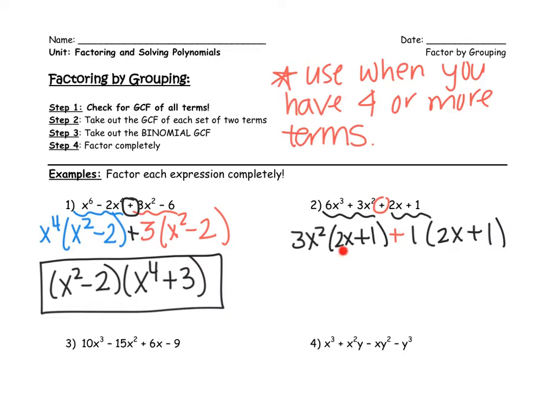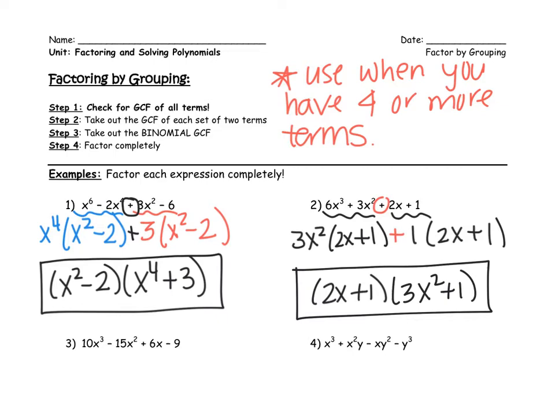Now notice, inside the parentheses should be the same, which they are. So that gets one parenthesis. And then the next parenthesis is made up of this piece and this piece. So 3x squared plus 1. Final answer. Awesome. Let's see if we can do example number 3.